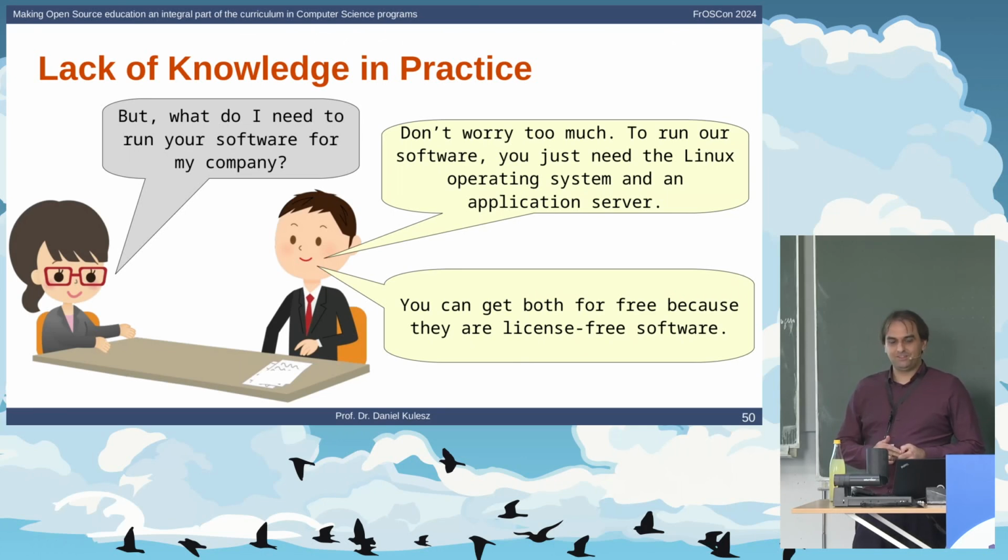What's wrong in these answers? Sorry? Yeah, which distro goes in the right direction, maybe? So is Linux an operating system? It's just a kernel. Yeah, you need more to make an operating system.